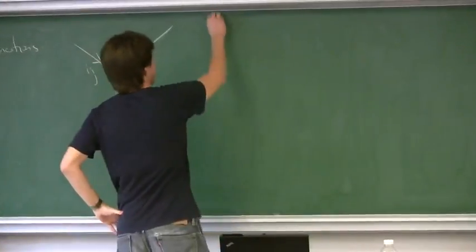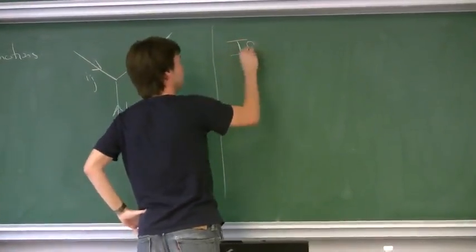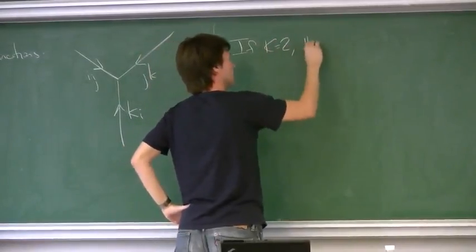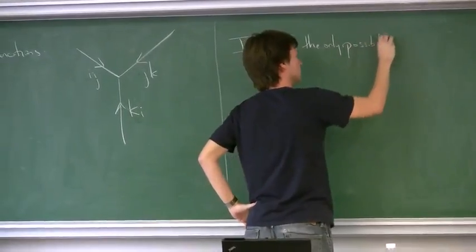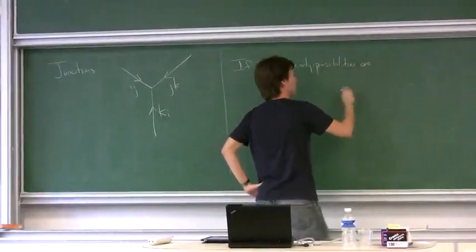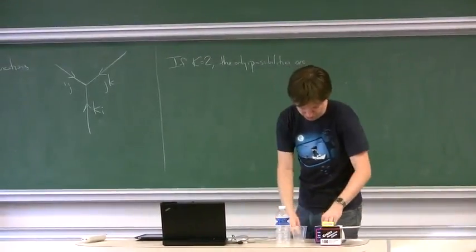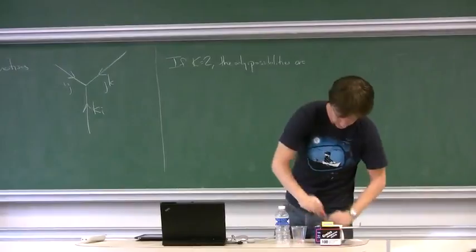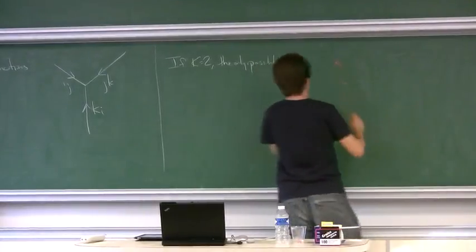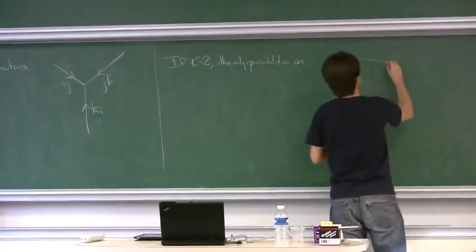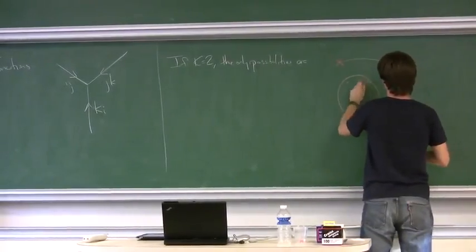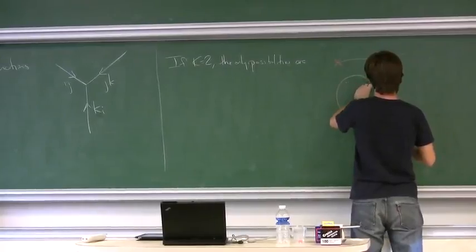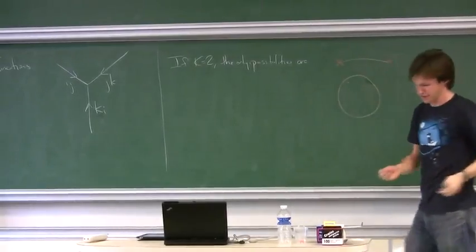Well, okay, first thing, if k equals 2, then the only possibilities are the two that I was talking about earlier, the two that are kind of well studied. So you can have this, or you can have just a closed trajectory. But nothing else.